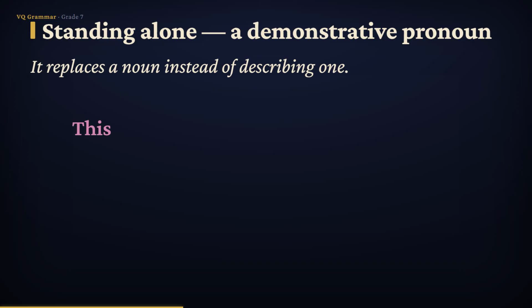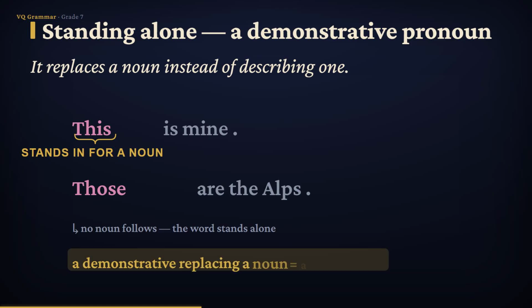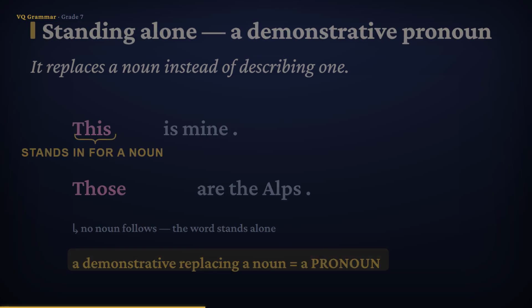Look, this is mine. There's no noun after this. The word this is standing in for whatever we're pointing at. Or, those are the Alps. Again, those isn't describing a noun, it is the subject, all by itself. Same four words, but when they stand alone and replace a noun, they're demonstrative pronouns.